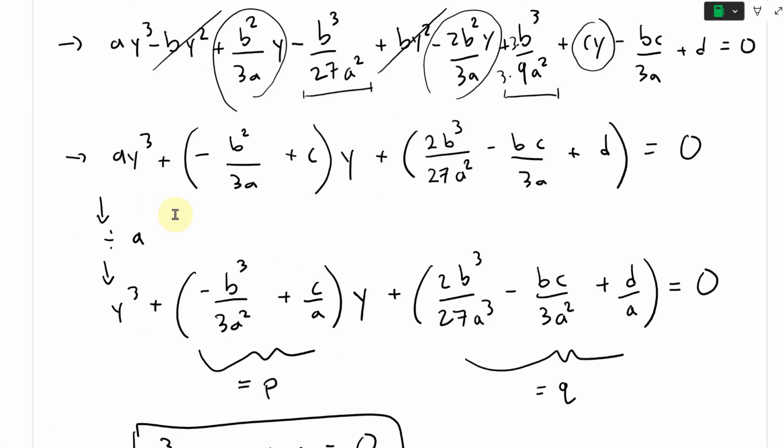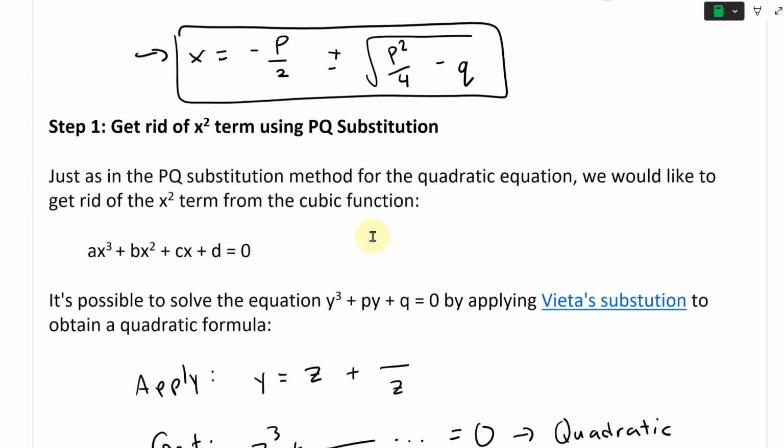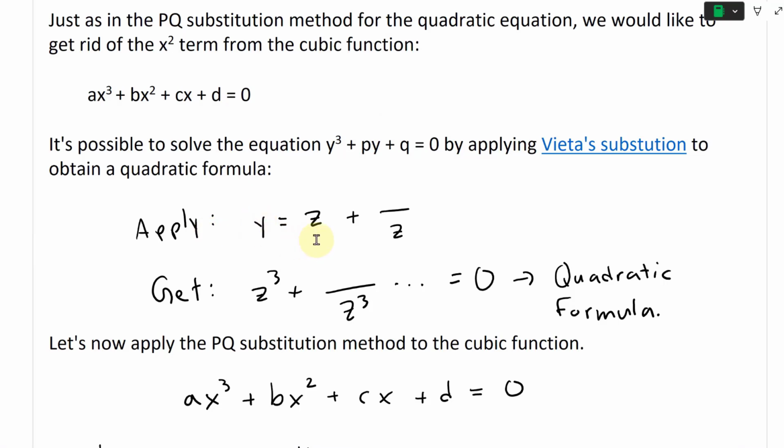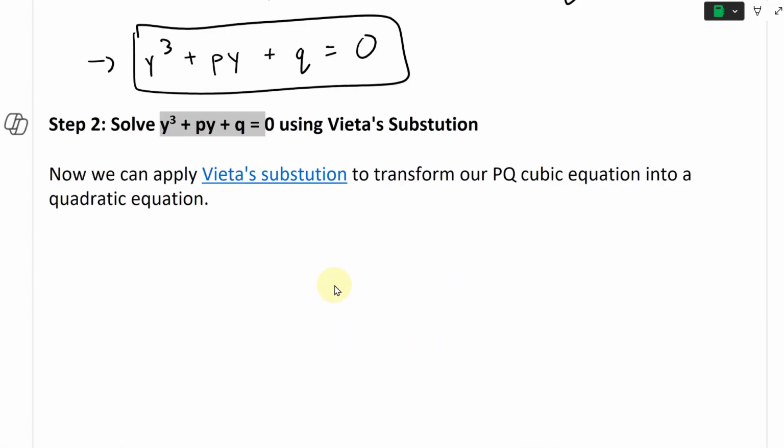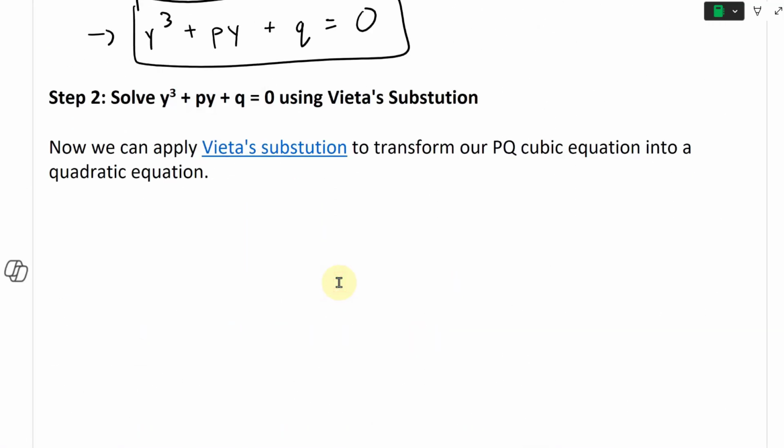And if I scroll back up, basically what I showed here is that if we apply this Vieta substitution, y equals z plus a number divided by z, just any number there, or the one we're going to eventually determine, and it's just a function like this, to transform it, then we're going to get z cubed plus a number divided by z cubed dot dot dot equals 0, and we can transform this into a quadratic equation. So let's apply this, and let's just write the variable k for that number above z.